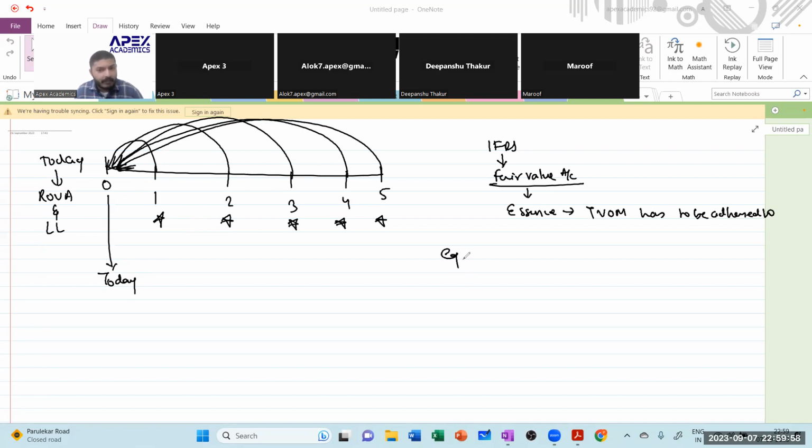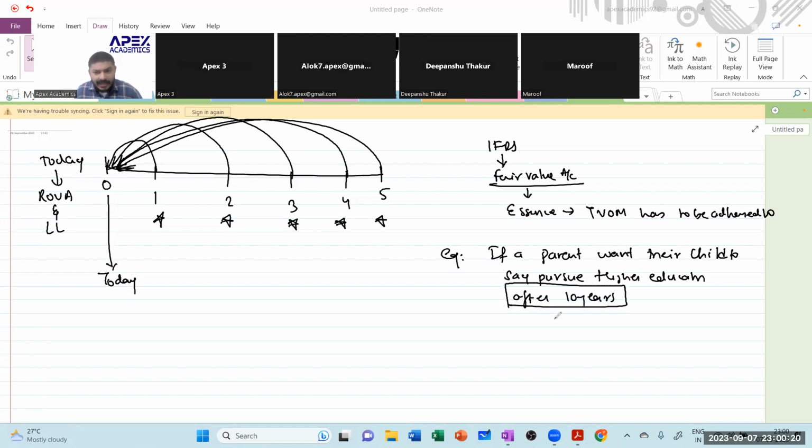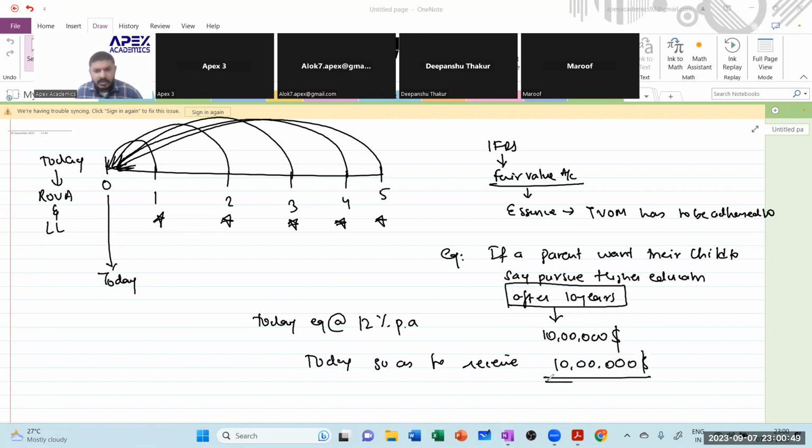The simple meaning is, for example, if a parent wants their child to pursue higher education after 10 years, and the cost of this higher education after 10 years is going to be $1 million, how much money do they have to invest today, at the prevalent market rate of interest, which can be, let's say, 12% per annum, so as to receive $1 million after 10 years?